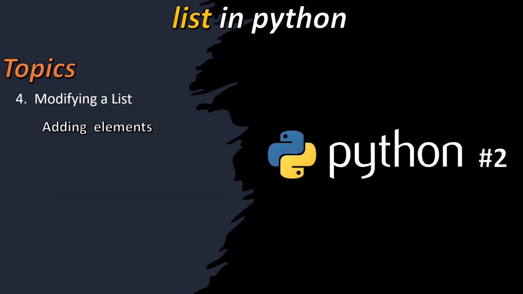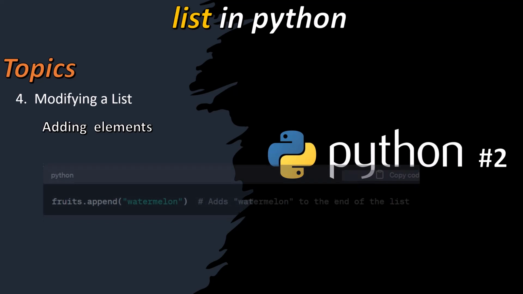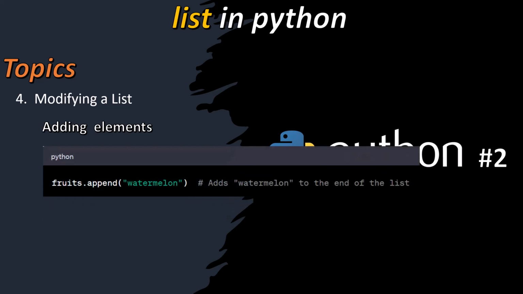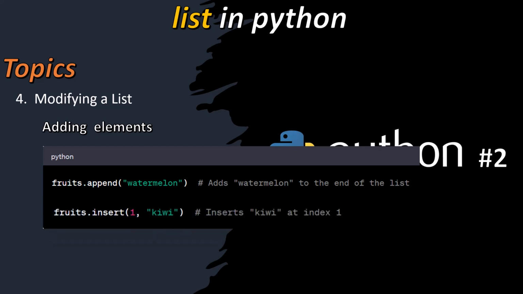Second, adding elements to lists. You can add an element to the end of a list using the append method. fruits.append("watermelon") adds watermelon to the end of the list. To insert an element at a specific index, you can use the insert method. For example, fruits.insert(1, "kiwi") inserts kiwi at index 1.